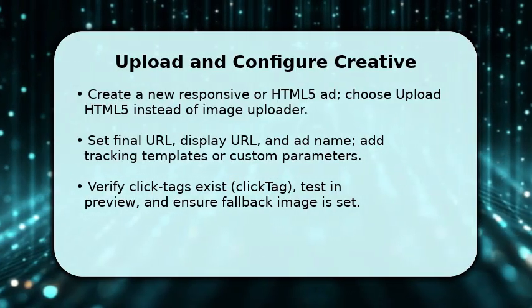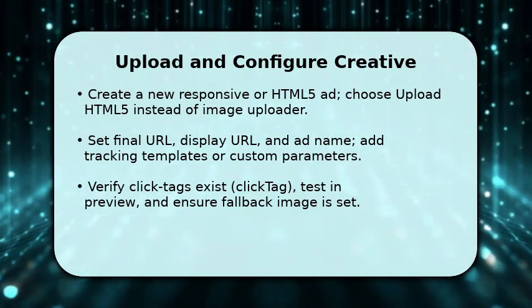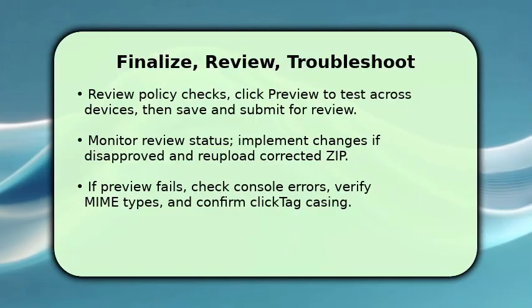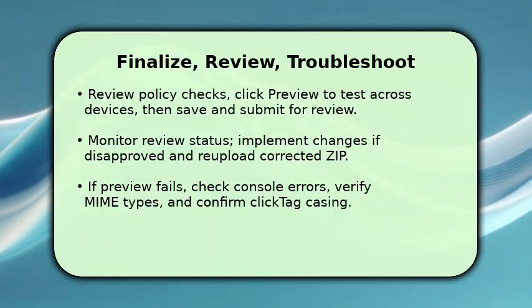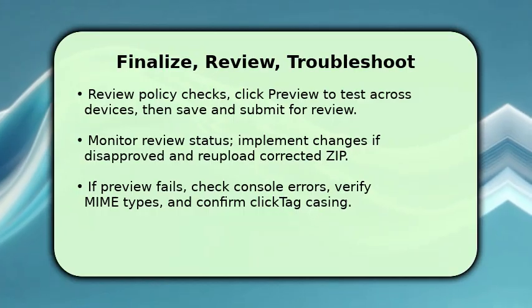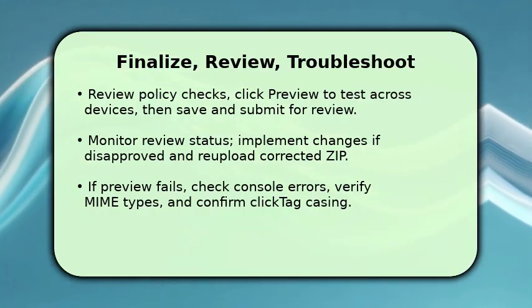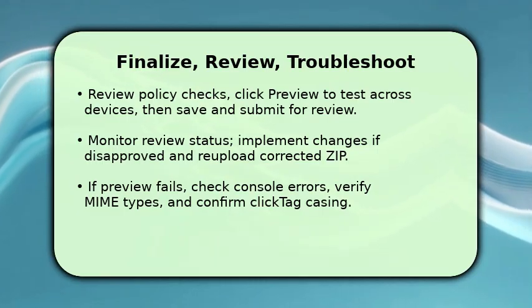Once configured, add tracking templates or custom parameters if you need campaign-level analytics. Finally, run a full review before submission. Use Google Ads Preview to test interaction and device behavior, then save and submit the ad for policy review. Watch the review status and address any disapproval by correcting code or assets and resubmitting.